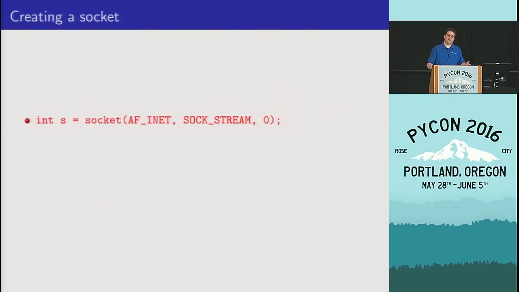So let's start with, how do you create a socket in C? You'd call the socket function to get a file descriptor, and you tell it I want IP with TCP inside of it. And the 0 here is the default way of doing that.